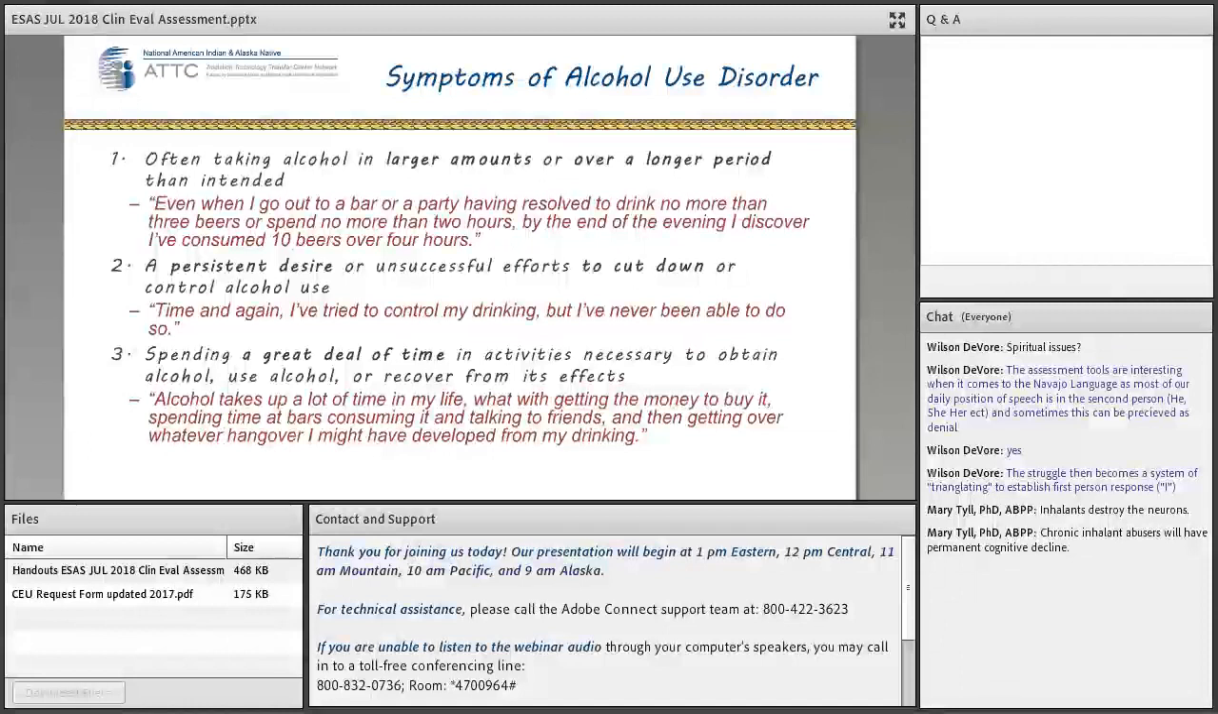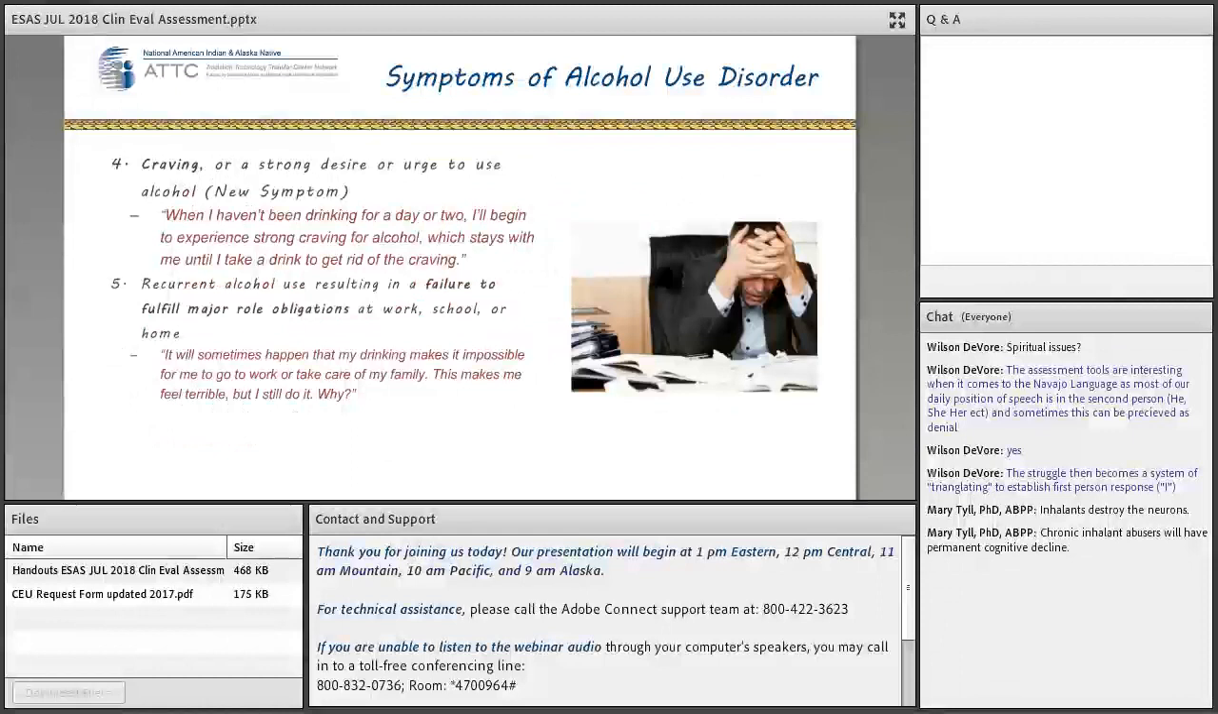So, often taking alcohol in larger amounts or over a longer period than intended. Persistent desire, unsuccessful efforts to cut down. Spending a great deal of time in activities necessary to obtain alcohol or recover from its effects. Cravings. Cravings is actually a new one. It's a strong desire or urge to use. Recurrent alcohol use resulting in failure to fulfill major role obligations at work, school, or home. So you'll see that this one is very common with DSM-4, although craving is a new one.